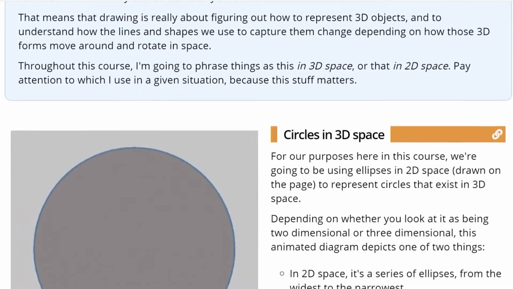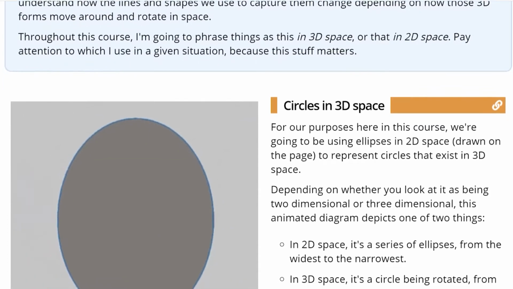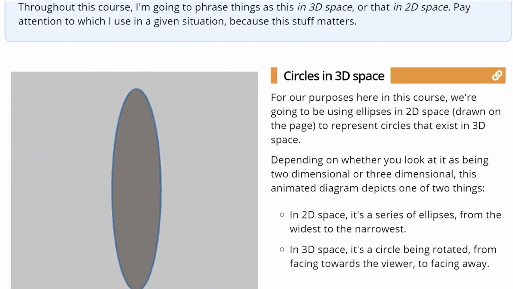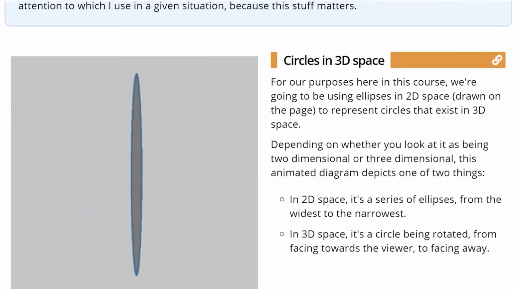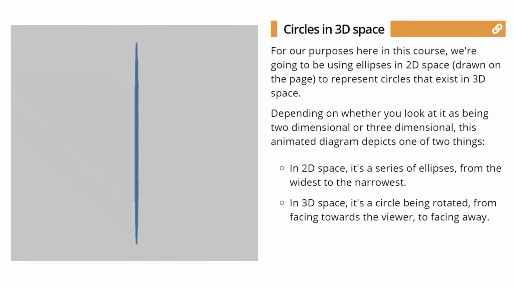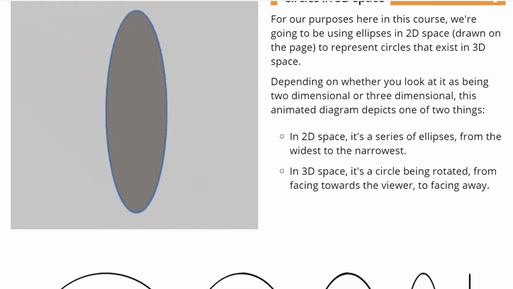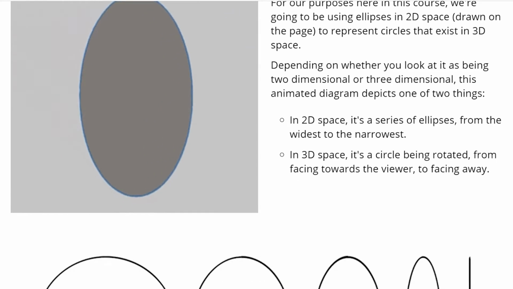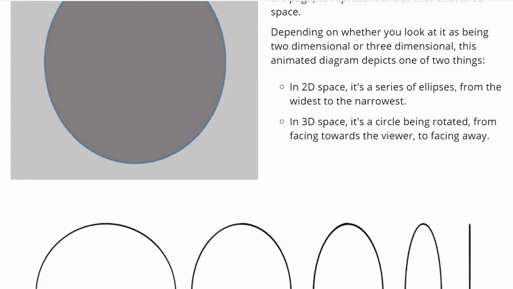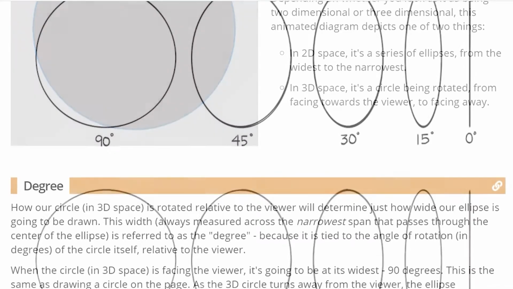Circles in 3D space. For our purposes here in this course, we're going to be using ellipses in 2D space, drawn on the page, to represent circles that exist in 3D space. Depending on whether you look at it as being two-dimensional or three-dimensional, this animated diagram depicts one of two things. In 2D space, it's a series of ellipses from the widest to the narrowest. In 3D space, it's a circle being rotated from facing towards the viewer to facing away.